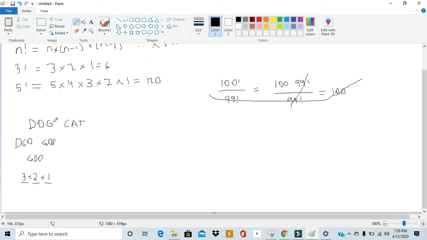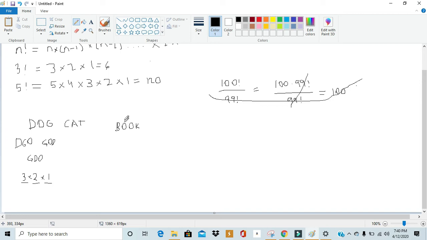However, what if all these terms were not distinct? What if it was a word like book? We can't simply say that book is just 4 factorial, because that would be treating these O's differently. And even though I may have drew them a little differently, O is O. There's nothing special about this O versus this O. These two O's are the same.